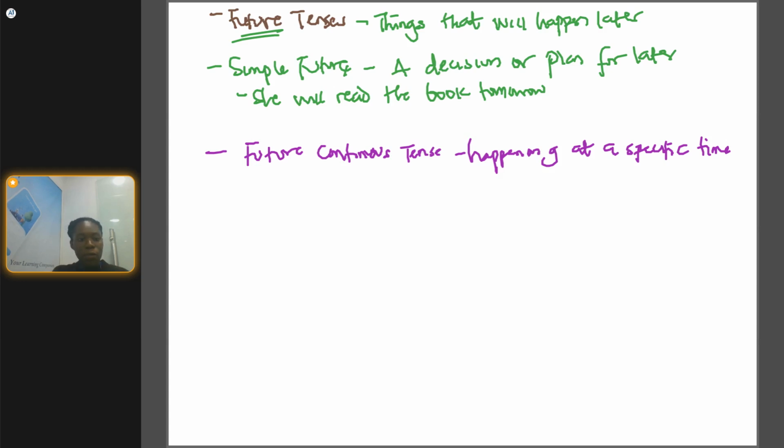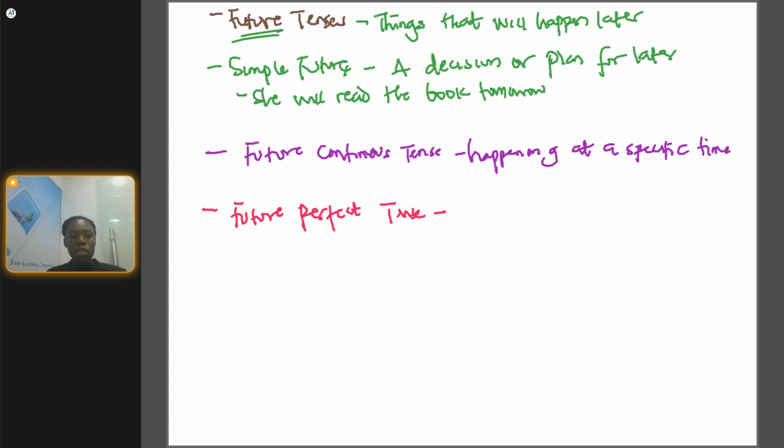All right, and then for the future perfect tense, this is the next tense that we are looking at. You think about the future perfect tense as something that will be done before a certain time in the future. So you can think of it as a deadline. You need to finish your homework before a certain period of time.